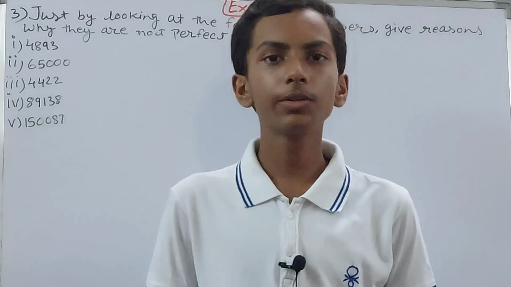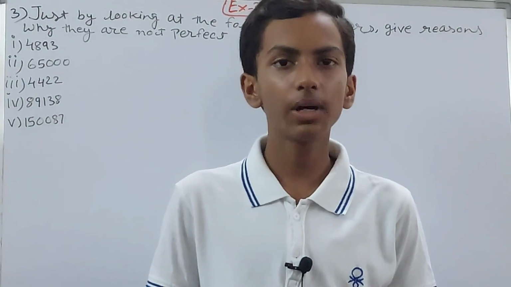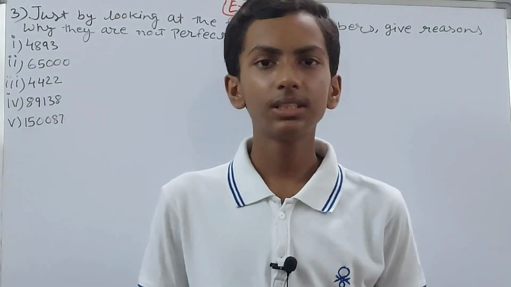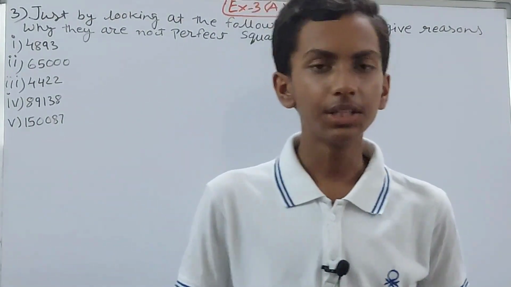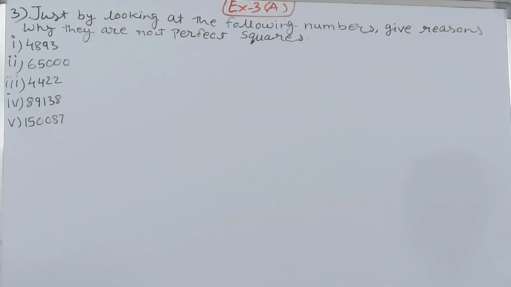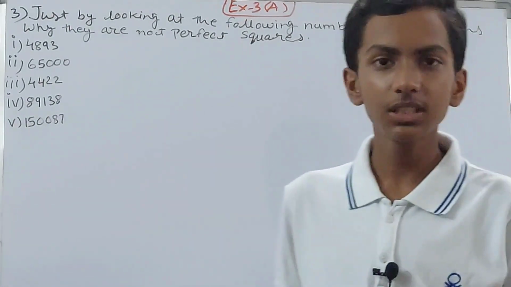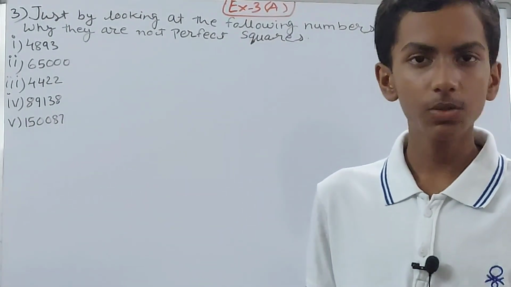In this video we are going to solve ICSE Mathematics Class 8 Chapter 3 Square and Square Roots, exercise 3, question number 3. Just by looking at the following numbers, give reasons why they are not perfect squares. So we have to give reasons why they are not perfect squares.